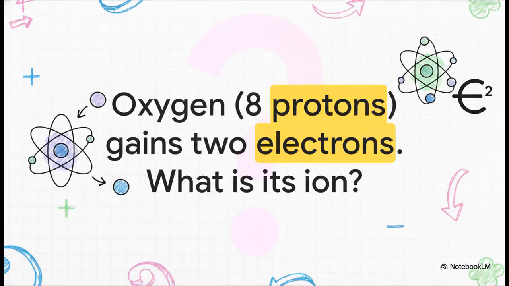Let's pause and check this one more time. A neutral oxygen atom has an atomic number of 8. If this atom gains 2 electrons, what is its new overall charge? And what specific type of ion is it?